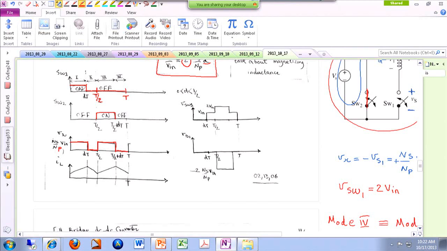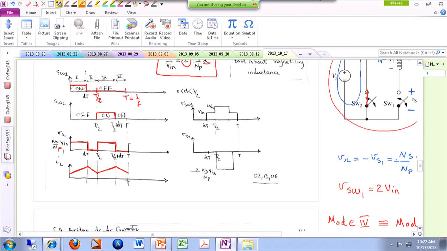If you look at the inductor current, in the first mode it rises, in the second mode it falls. In the third mode it rises, and in the fourth mode it falls. And whatever switching frequency we have, let's say this is 1 over our switching frequency, you can see the ripple that appears in our inductor is twice. The frequency of the ripple is twice as much as our switching frequency, which is a good thing actually.